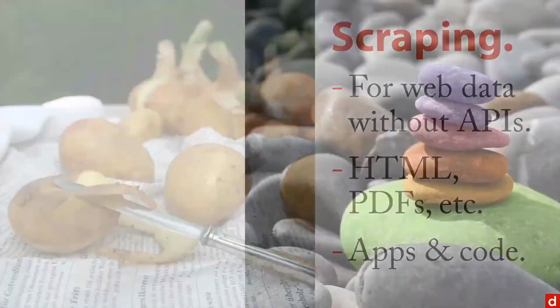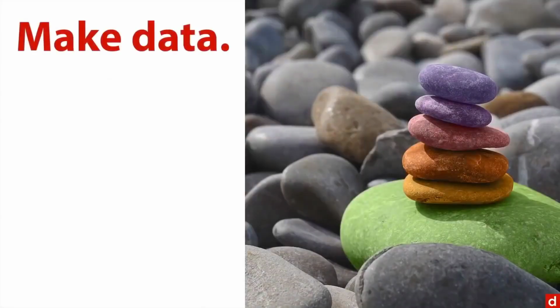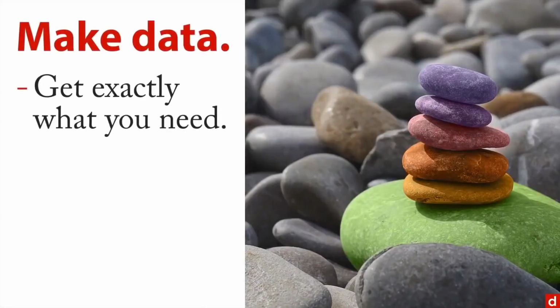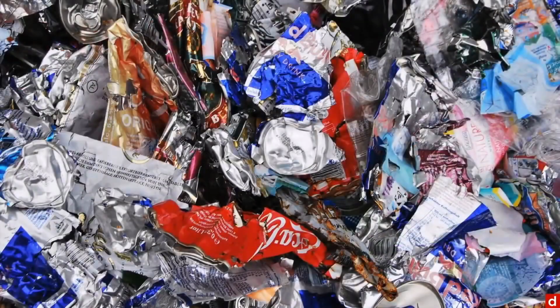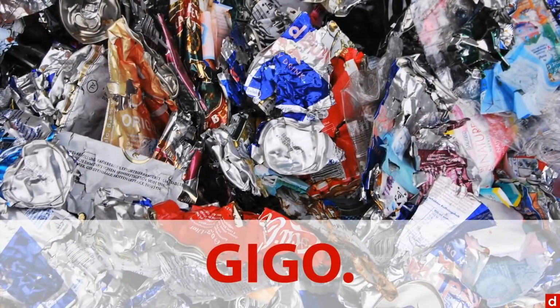Or another option is to make data, and this lets you get exactly what you need. You can be very specific and you can get what you need. You can do something like interviews, or you can do surveys, or you could do experiments. There's a lot of approaches. Most of them require some specialized training in terms of how to gather quality data. And that's actually important to remember, because no matter what method you use for getting or making new data, you need to remember this one little aphorism you may have heard from computer science. It goes by the name of GIGO. That actually stands for garbage in, garbage out.